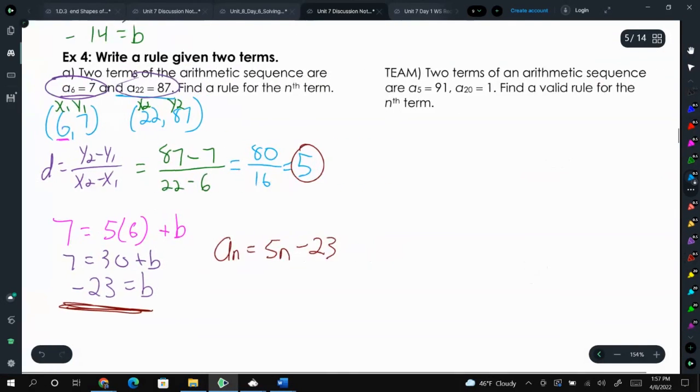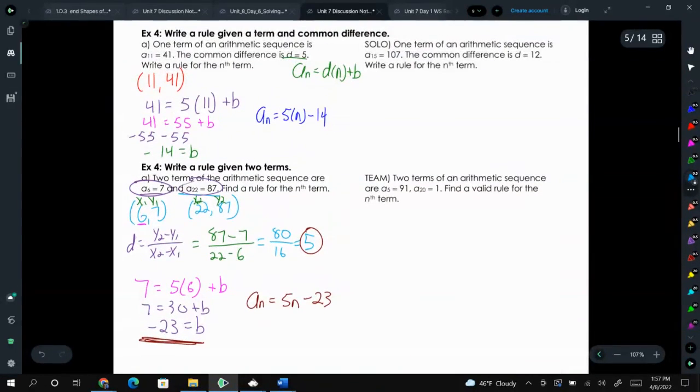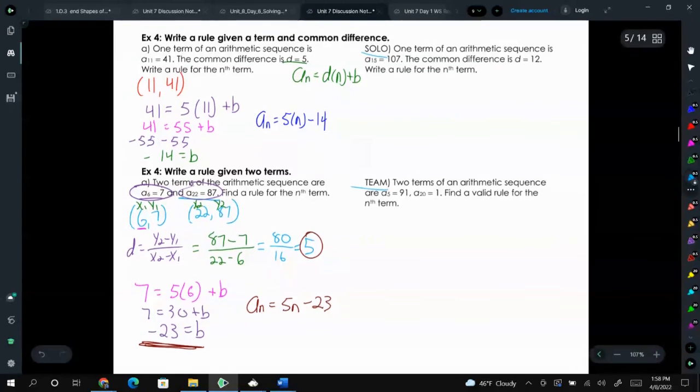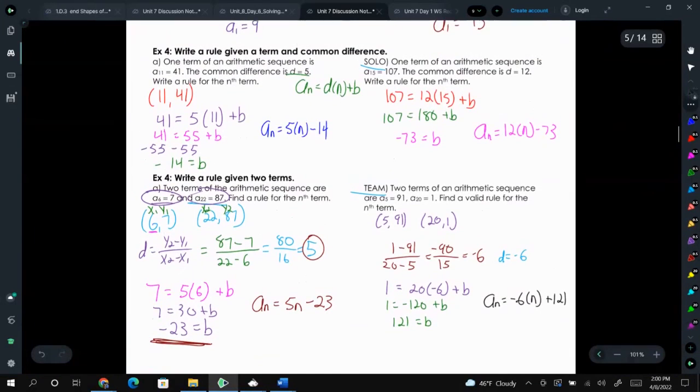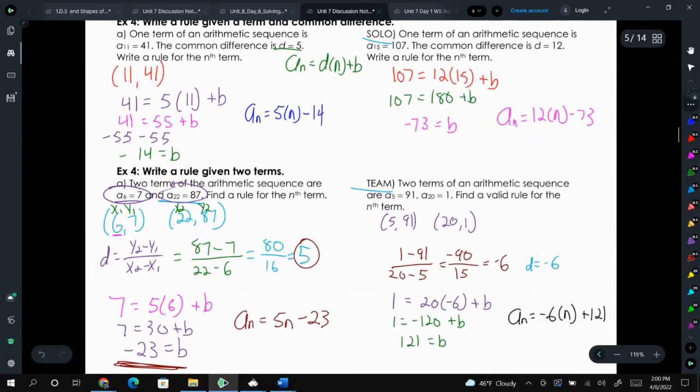All right, so I want you to pause this and try the other two problems here, this solo and this team problem, and see what you get. Once you're done, unpause it and we can check. All right, you can check to see my answers against yours. So go ahead and see that. If you need to pause it to check. Hopefully you can see if you made a mistake where you went wrong and fix that.